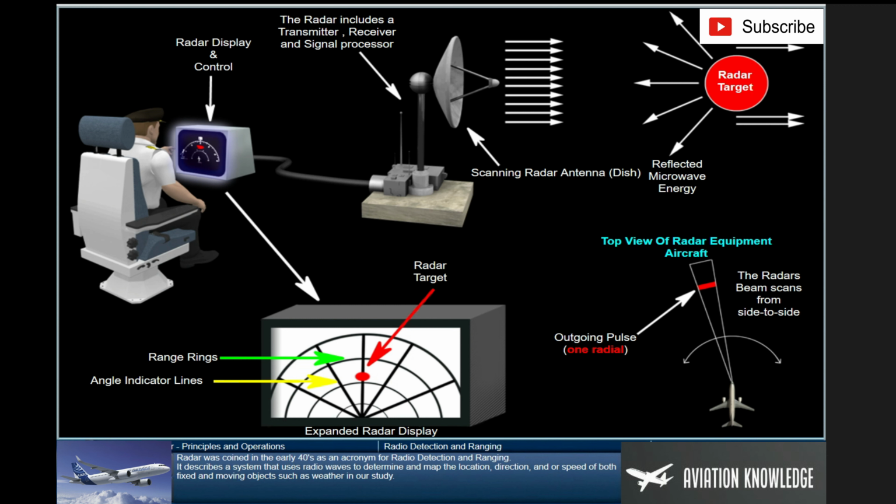Radar was coined in the early 40s as an acronym for radio detection and ranging. It describes a system that uses radio waves to determine and map the location, direction, and or speed of both fixed and moving objects such as weather in our study.